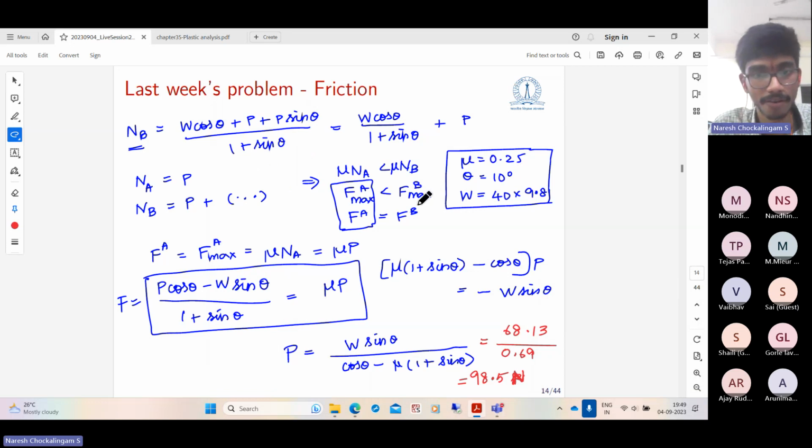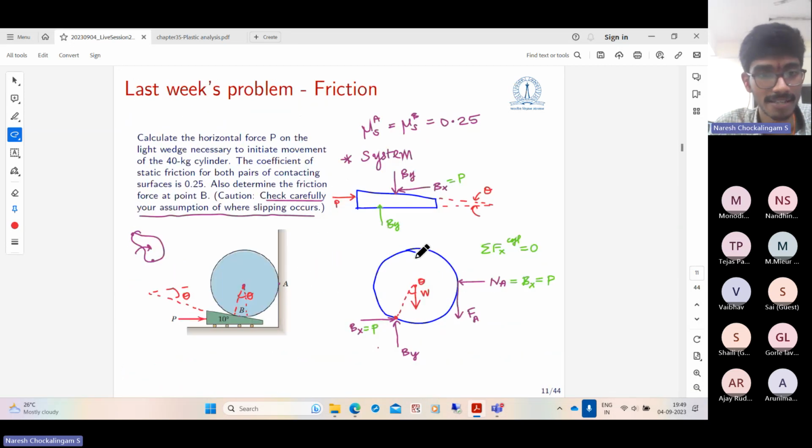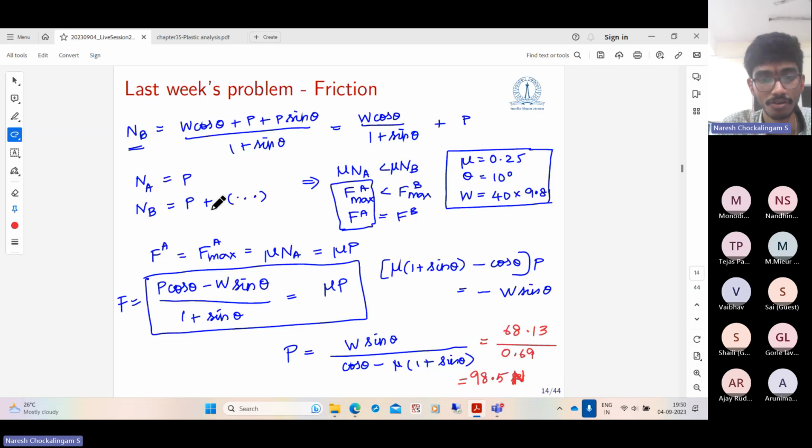Yeah, you can review this. There is also another part that is asked. So that is trivial. It also asks to determine the friction force at point B. So we already know that friction force at point B is nothing but the friction force at point A, which is mu P. So this 98.5 you multiply by 0.25, whatever it is, it will be around 24 point something, 24.6 newtons. So that is simple. Once you get the force P, everything else is simple.